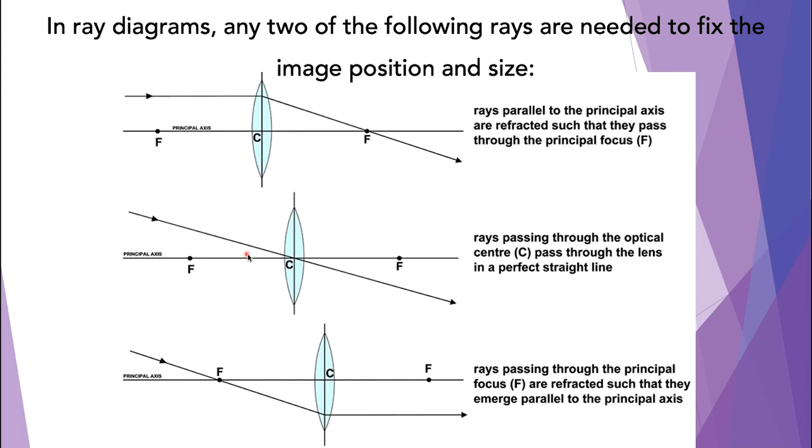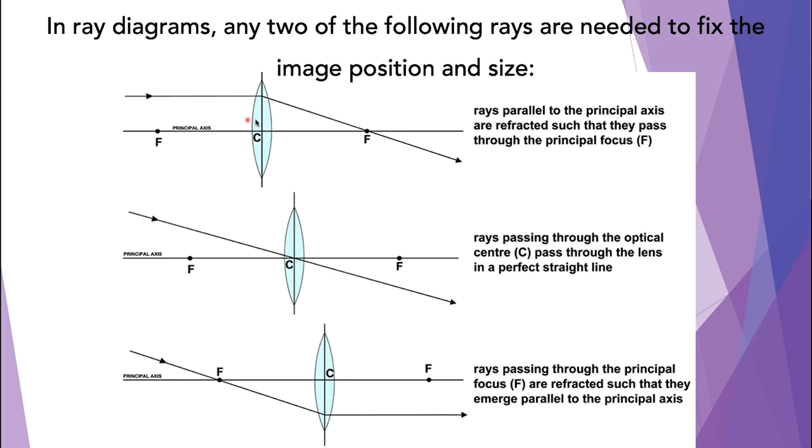So this is another standard ray. The last standard ray here, as you can see, is like this. So rays passing through the principal focus behind the lens are refracted such that they emerge parallel to the principal axis. So it's kind of like the opposite of this. It already passes through the principal focus, and after refraction it emerges parallel to the principal axis. Whereas in this one it is already parallel to the principal axis and is refracted such that it passes through the principal focus. So these were the three standard rays.